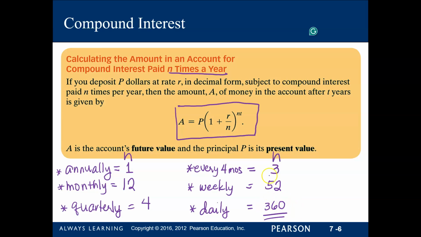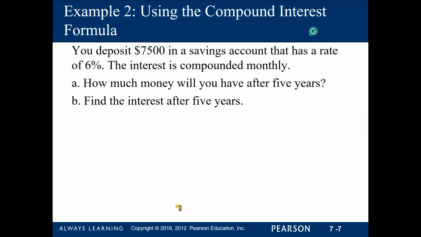This is the value of the n, all right? Annually, monthly, quarterly, every 4 months, weekly, daily, those will be mentioned in the problem. So you need to make sure that you pay attention whenever you are reading those problems, okay? All right, so let's have an example.